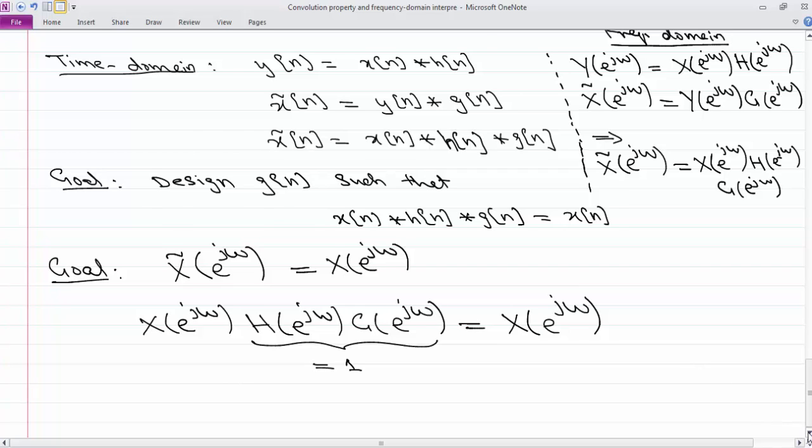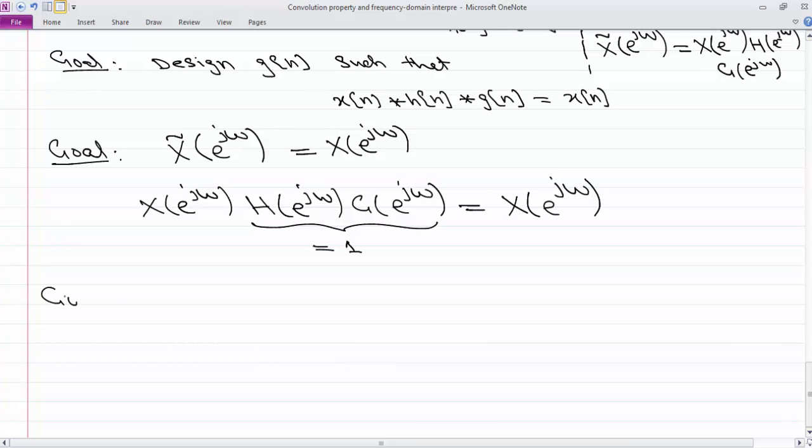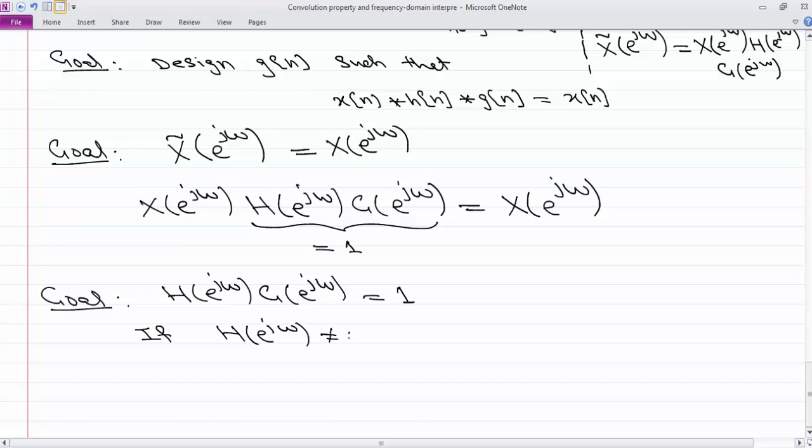And so then the goal becomes that H of e to the j omega times G of e to the j omega equals 1. And since it's multiplication, if H of e to the j omega is not equal to 0 for all little omega, right? If it is not equal to 0, then you can simply multiply and divide by H. So this means that your G should be equal to 1 over H of e to the j omega.